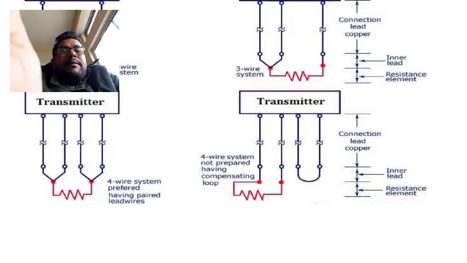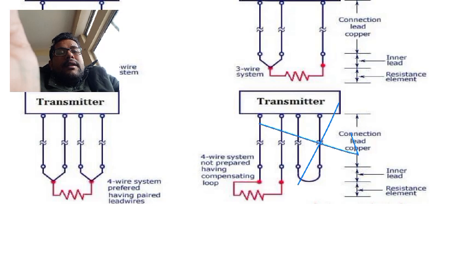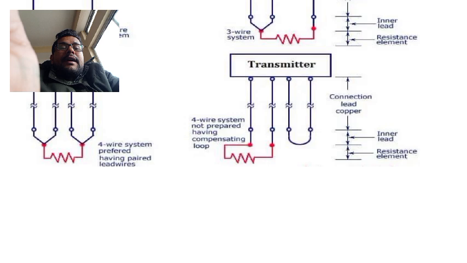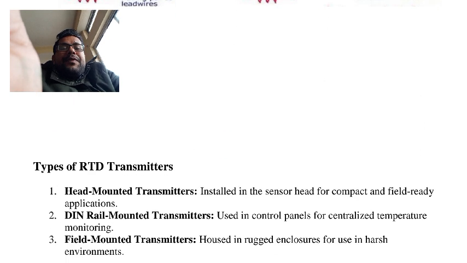The 4 wire connection we can provide like this, but this cannot be preferred, because it cannot be prepared with a compensating loop. That's why the 4 wire is not preferred for compensation. So that's why we generally use this preferred one, having paired leads to each other. So we have discussed how we are providing the connections to that system.